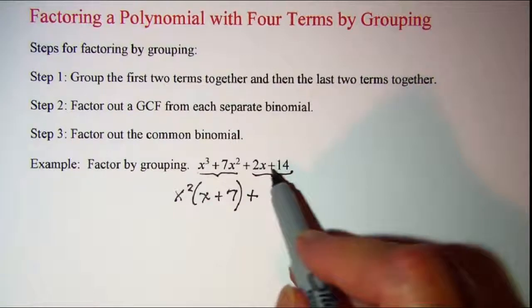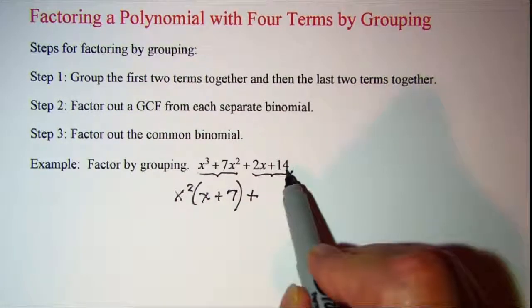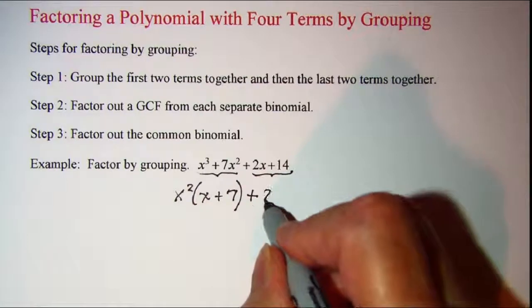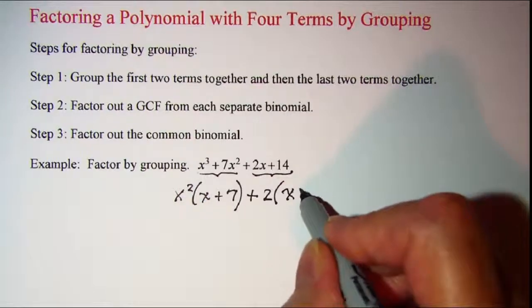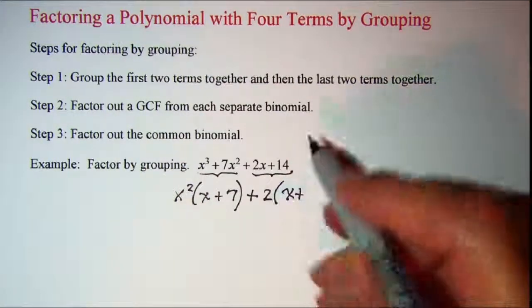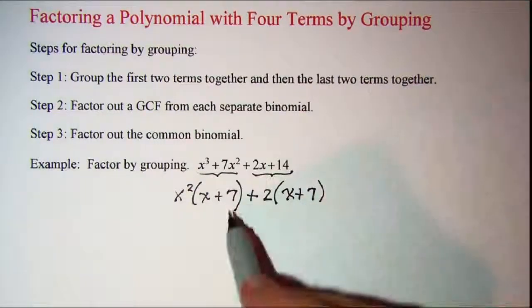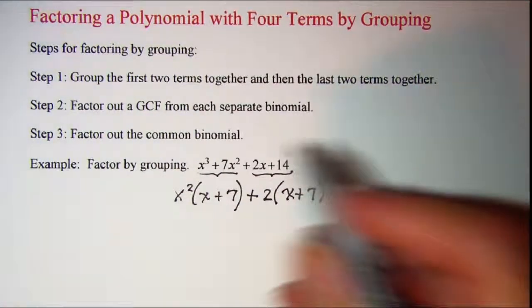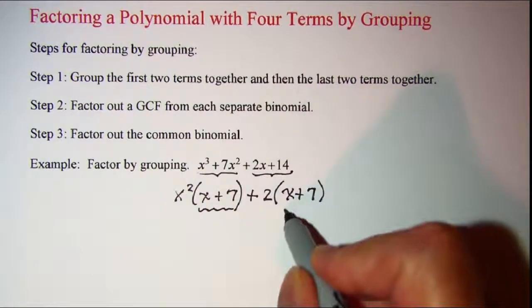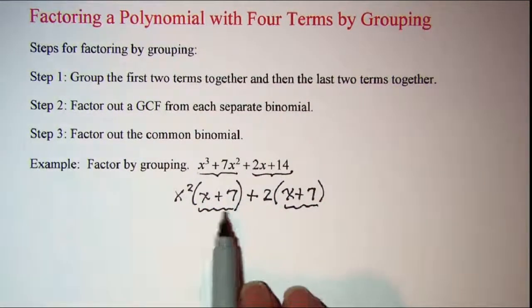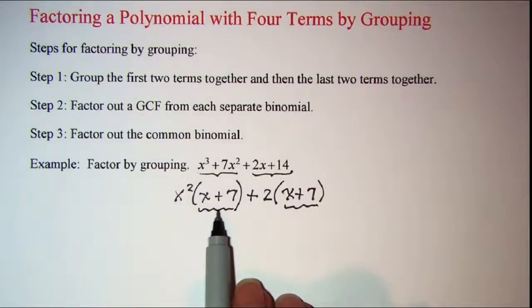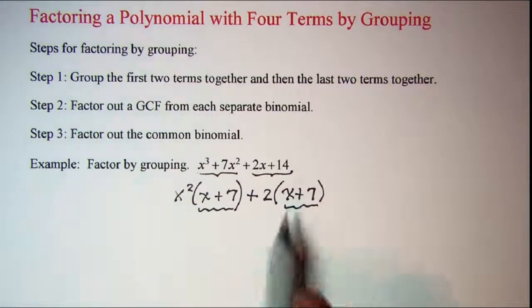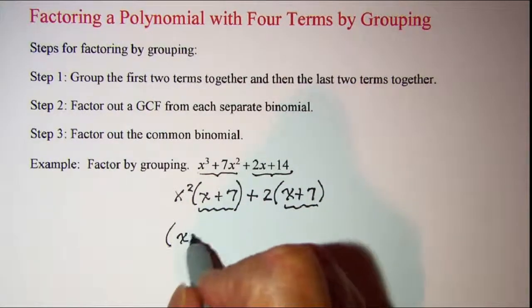plus. And then the greatest common factor in this pair is 2, so I'll factor out a 2, and when I take 2x divided by 2, I get x, and when I get 14 divided by 2 is 7. Now if you've done it correctly and it's working properly, you should get a common binomial factor in both of the terms, and you can factor that out. So we can see that we have the quantity x plus 7 in both of these terms now. So I'll factor out x plus 7.